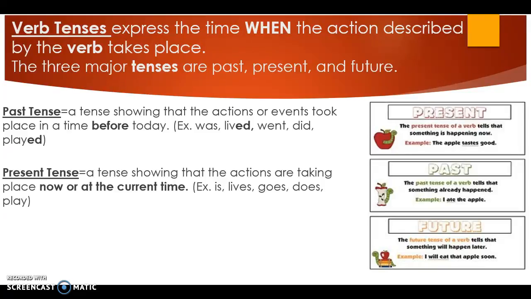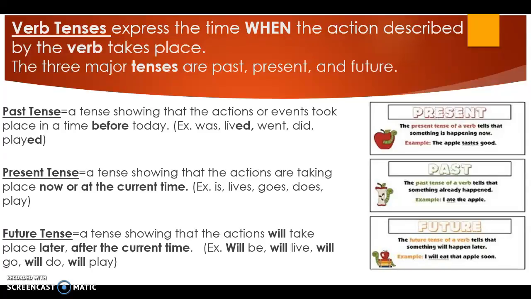The present tense talks about the actions that are taking place now, so in the current time. An example would be is, or lives, goes, does, play. A lot of times they'll end in S, but they don't always have to end in S. It depends on how you're using them.